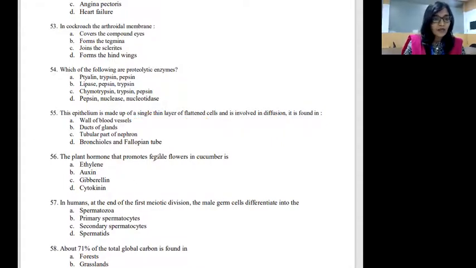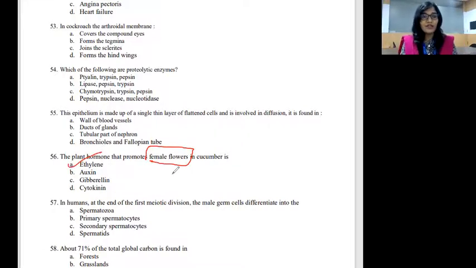The plant hormone that promotes female flowers, which means flowers with only the female reproductive part, in cucumber. What is that going to be? It is going to be ethylene. You have to remember, ethylene is the one which favors female flowers in cucumber.